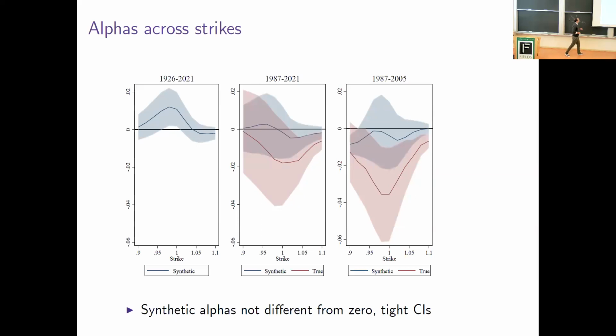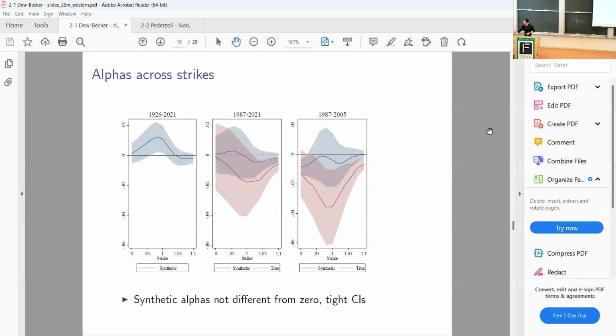The colors are, so what do we call this? It's like one shade of blue and another shade of blue, almost a blue and a violet. So these are the synthetic options. These are the true options between 1987 and 2021. These are the true options between 1987 and 2005.